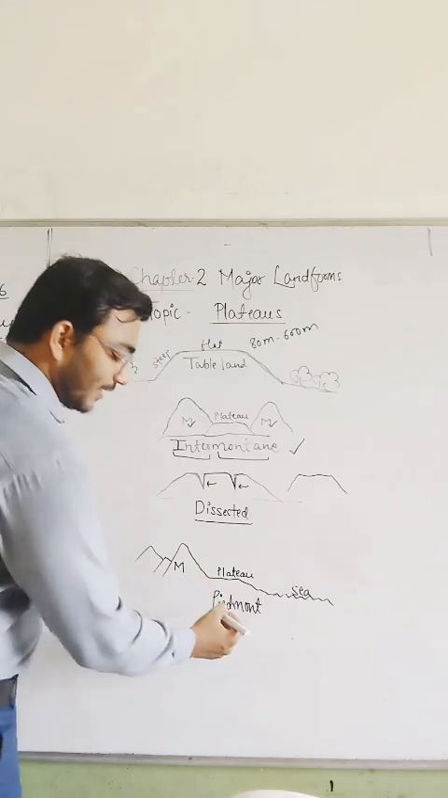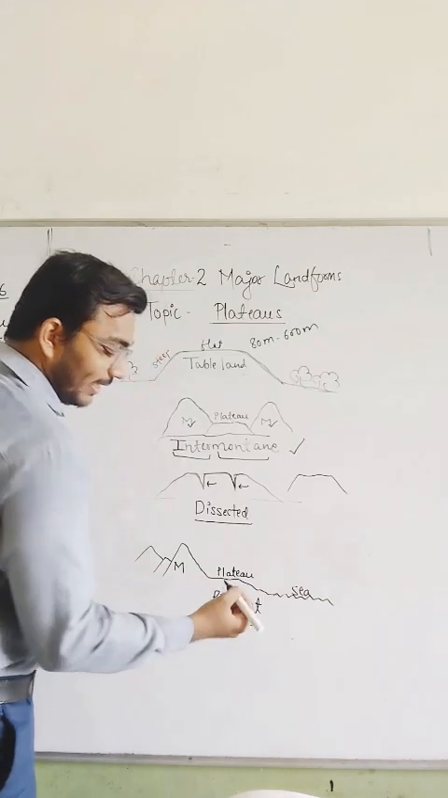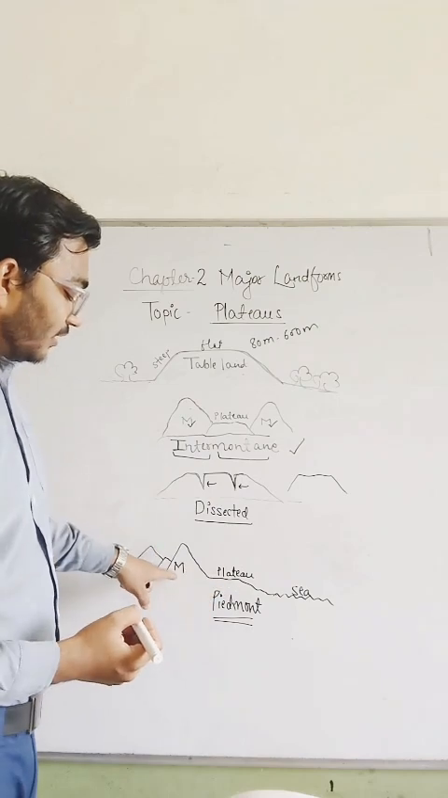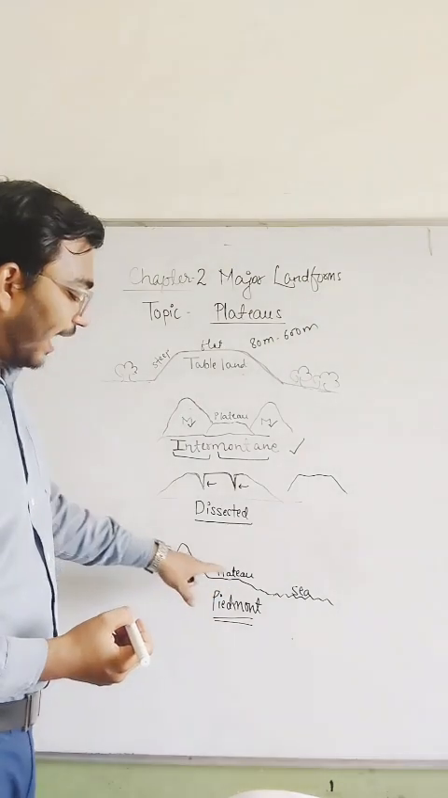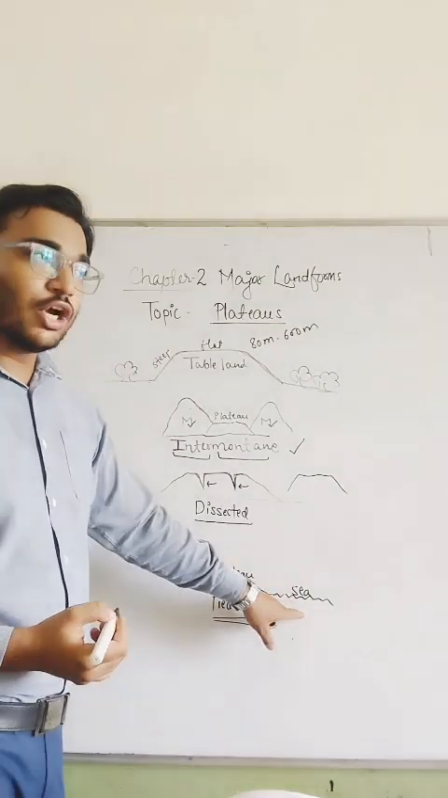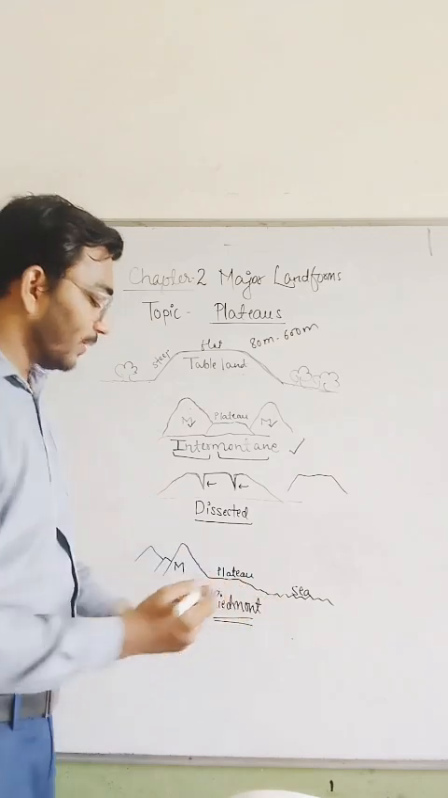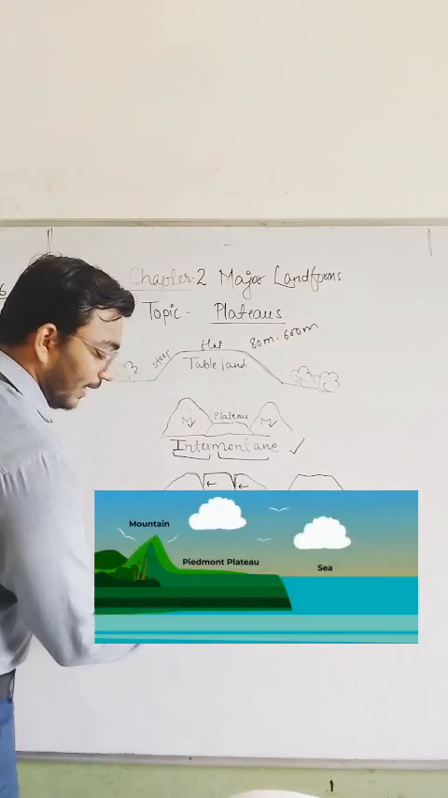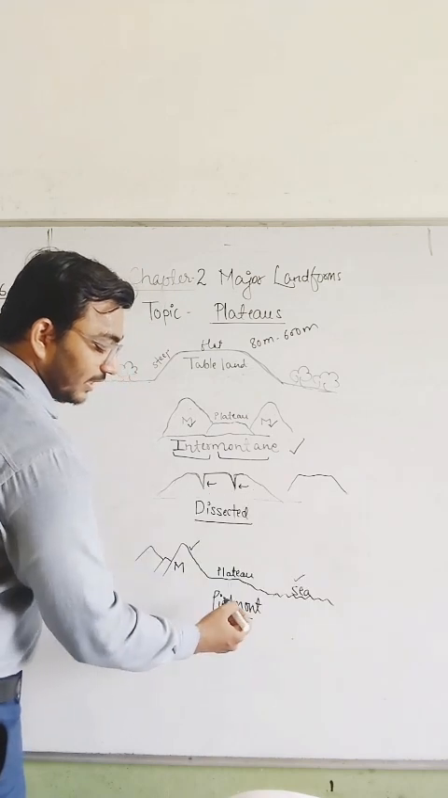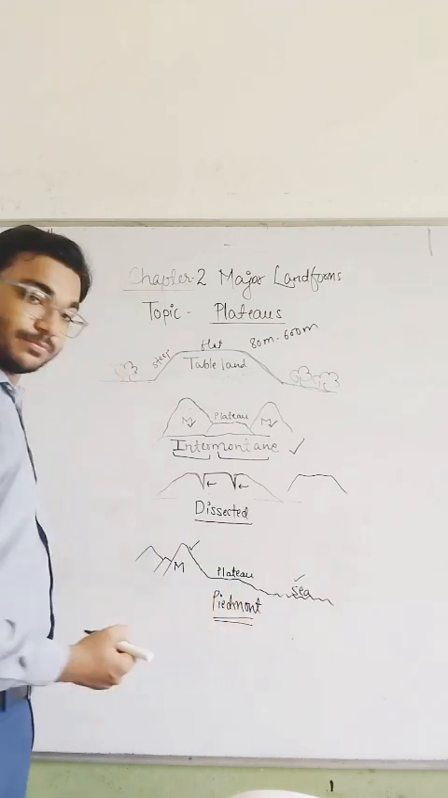Third one is piedmont. As the name suggests, this plateau has high mountains on one end and on the other end it can be a sea, an ocean or a plain. So the plateau which is in between the mountain and the sea or ocean is known as piedmont.